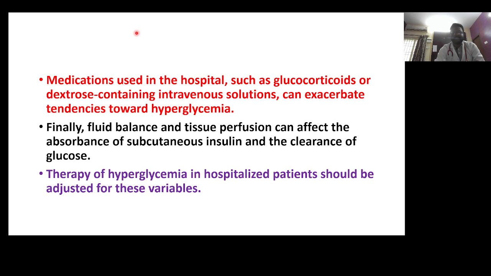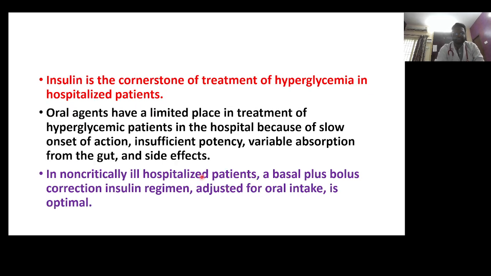Medications used in the hospital, like glucocorticoids or dextrose-containing intravenous solutions, can exacerbate tendencies towards hyperglycemia. Finally, fluid balance and tissue perfusion can affect the absorption of subcutaneous insulin and the clearance of glucose. The therapy of hyperglycemia in hospitalized patients should be adjusted for these variables.